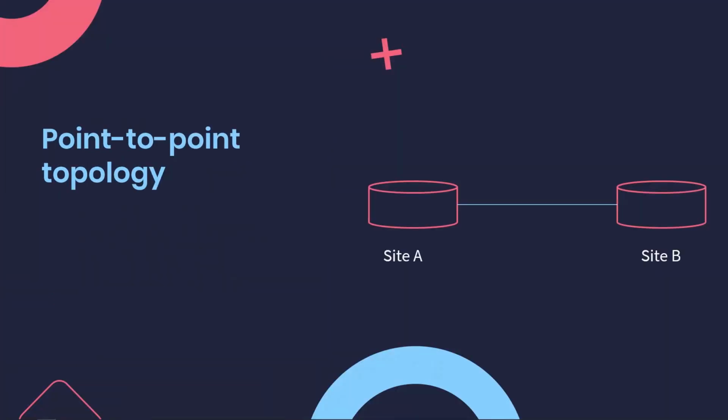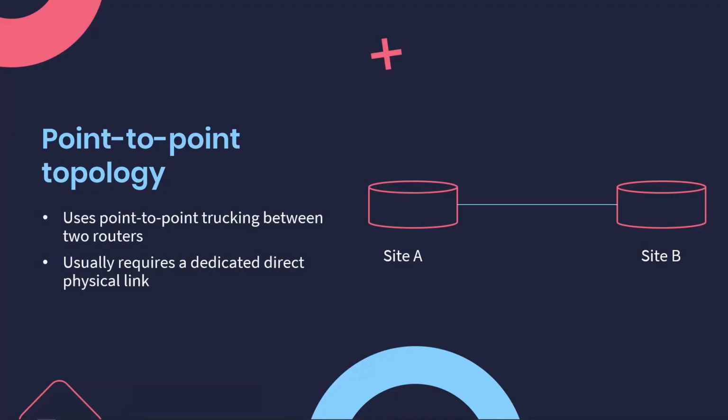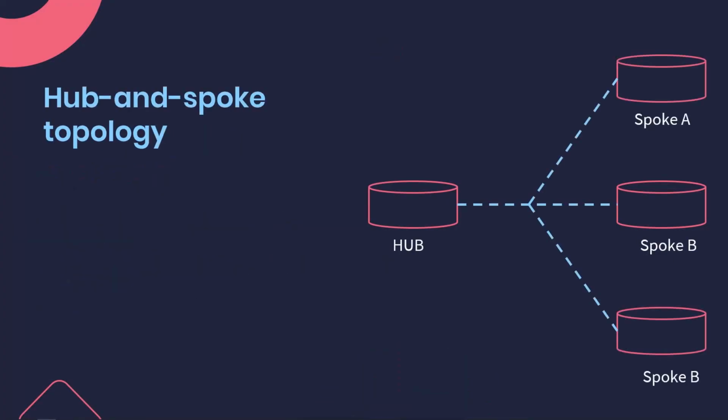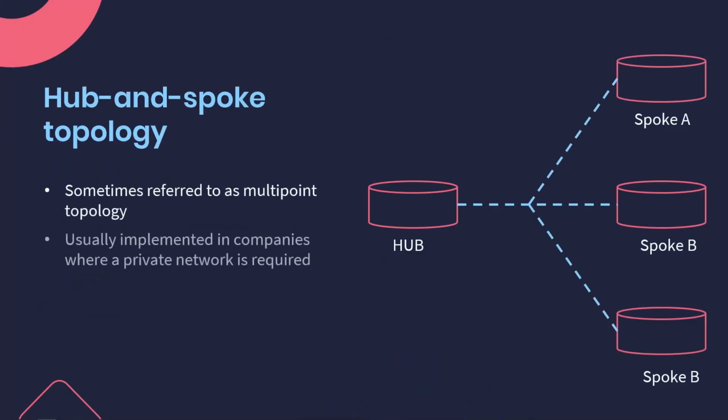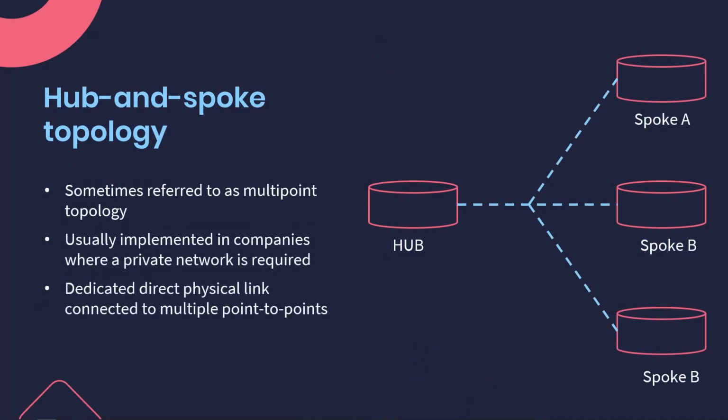Just as the name implies, the point-to-point model uses point-to-point trunking between two routers in a network. This usually requires a dedicated direct physical link connecting the two routers for the data to be transmitted from one to another. This topology is very inexpensive to implement. The hub and spoke topology is sometimes referred to as a multi-point topology. It is usually implemented in companies where a private network is required. A dedicated direct physical link is connected to multiple point-to-points on other sites, and every communication has to go through the hub as shown in the diagram.